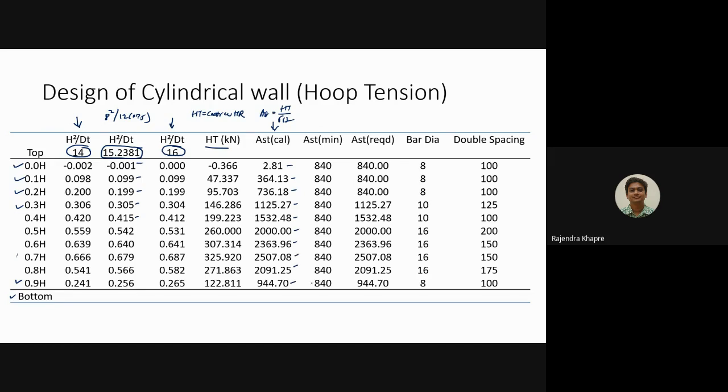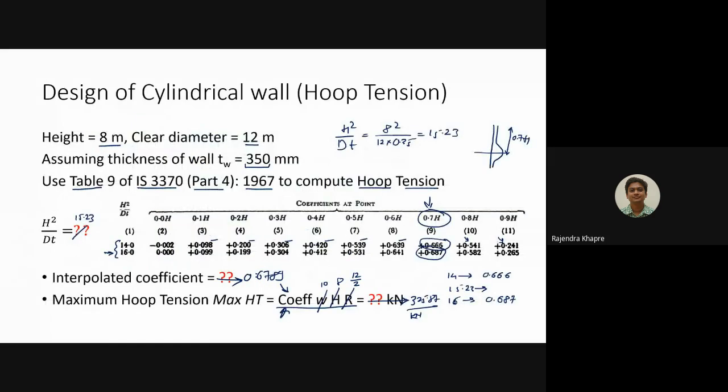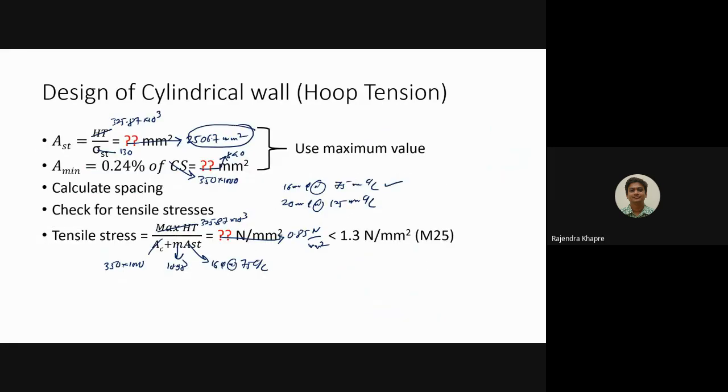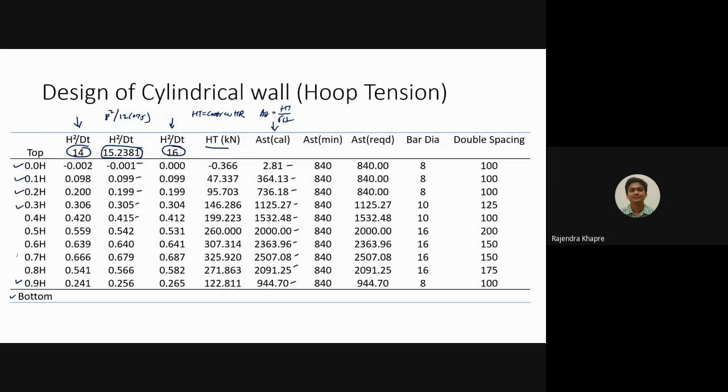Okay, so you will find the AST which is required for maximum hoop tension, that is at 0.7 H. We have calculated this value something like 2506. So you'll find 2506 somewhere over here. I'm getting 2507, but anyway, there is a marginal difference, so no need to worry about that. So I have calculated the AST value at every level, and here I have written how much is the AST which is required for AST minimum criteria. So the maximum of these two I have written in this particular column.